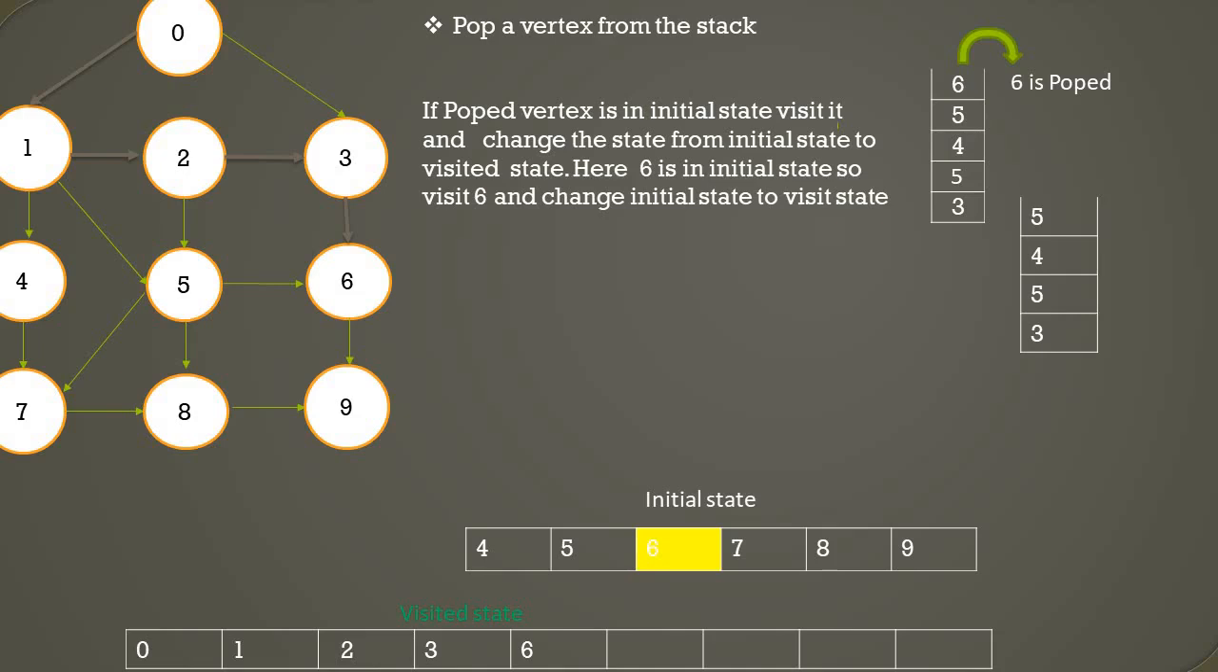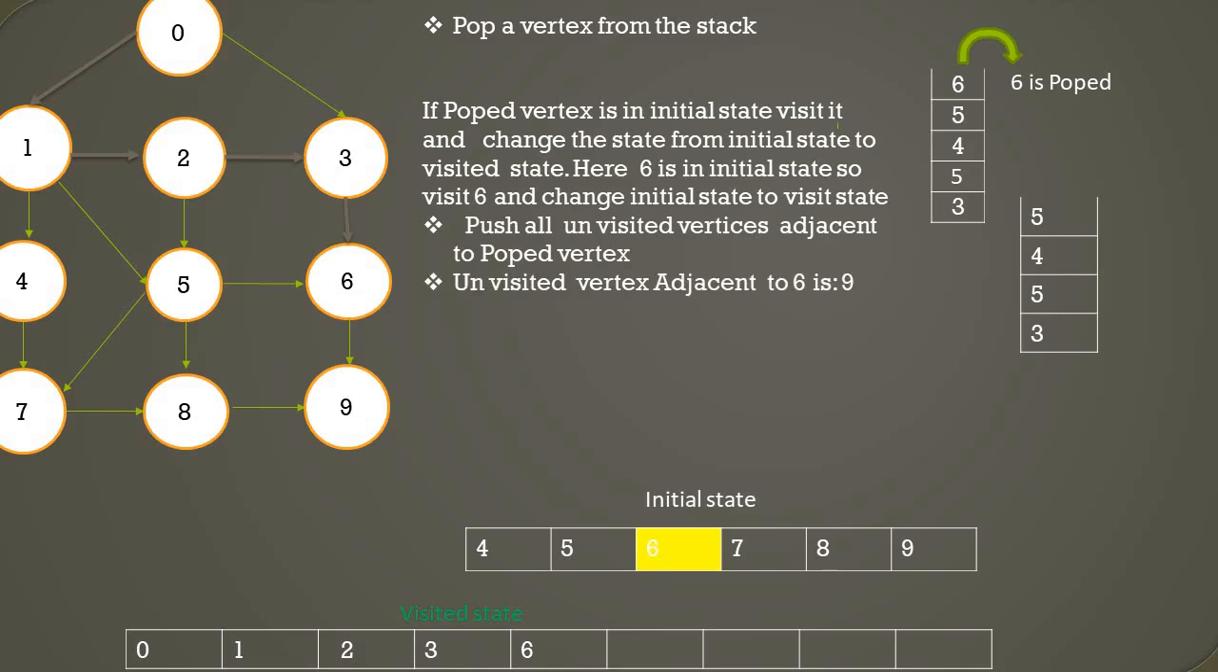A popped vertex in the initial state is changed from the initial state to the visited state. Here 6 is in the initial state, so 6 is visited and changes from the initial state to the visited state. Initial state is 6, visited state is also 6. Push all the unvisited vertices adjacent to the popped vertex. The unvisited vertex adjacent to 6 is 9.